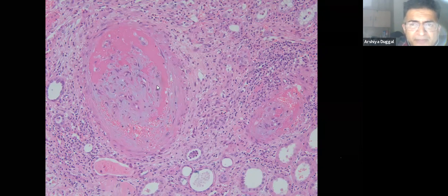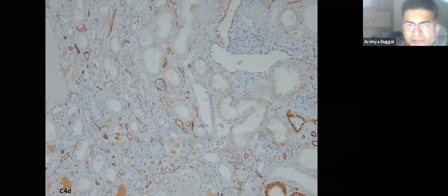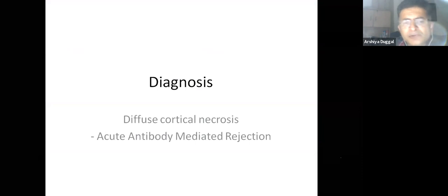So we have to remember one important thing. C4D was positive, so diffuse cortical necrosis, because the majority of the areas were necrotic, and I have clicked images only from a few of the viable areas. So this was consistent with antibody mediated rejection, because C4D came 12 hours post transplant. There was diffuse TMA. The acute tubular injury was also very severe. So based on these findings, we suggested that this is possibly acute AMR and not CNI induced TMA.